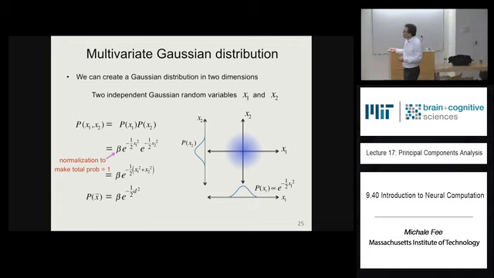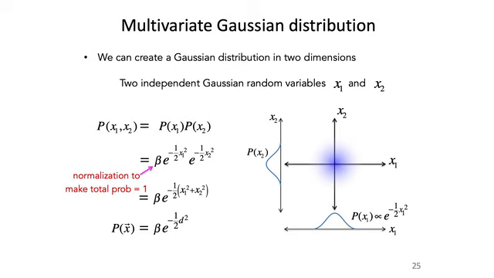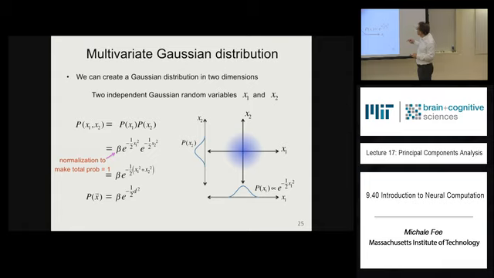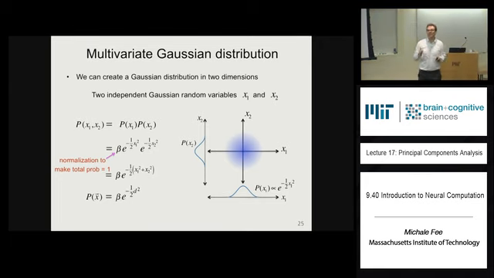And that's e to the minus 1/2 times some distance from the origin. So it falls off exponentially in a way that depends only on the distance from the origin, or from the mean of the distribution. In this case, we set the mean to be 0.